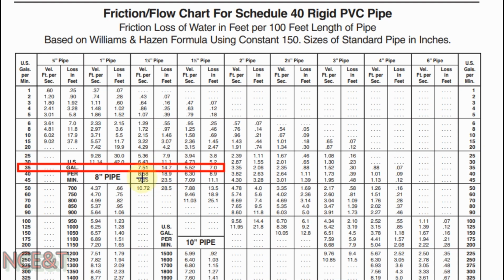Both are higher. Normally we take the velocity of 5 feet per second, and the friction loss should not be more than 5 psi per 100 feet. So both these values are higher. Then we will go for the next pipe size, which is 1½ inch. Here you can see this velocity is near to 5 and the friction loss is also 7 feet. So both are acceptable.